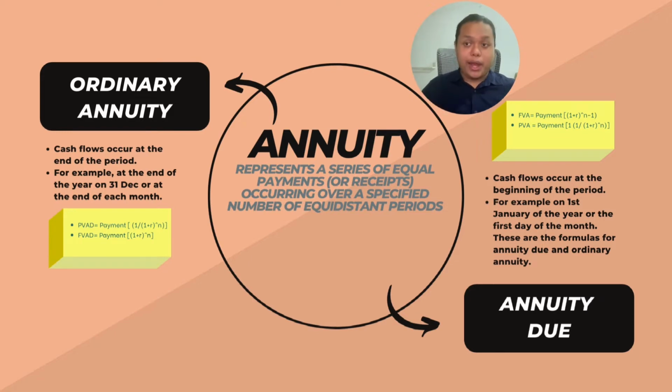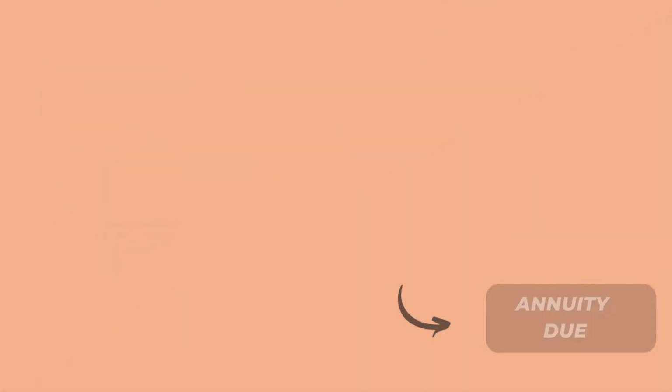Ordinary annuity is where the cash flows occur at the end of the period. For example, at the end of the year on 31st December or at the end of each month. Meanwhile, annuity due is where the cash flows occur at the beginning of the period. For example, on the 1st January of the year or the first day of each month. As you can see in the yellow boxes, these are the formulas for annuity due and ordinary annuity.